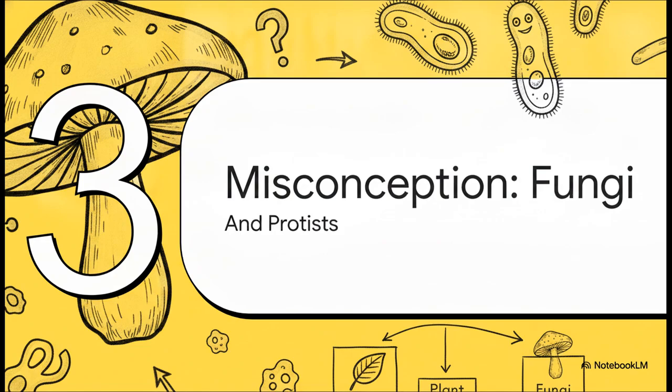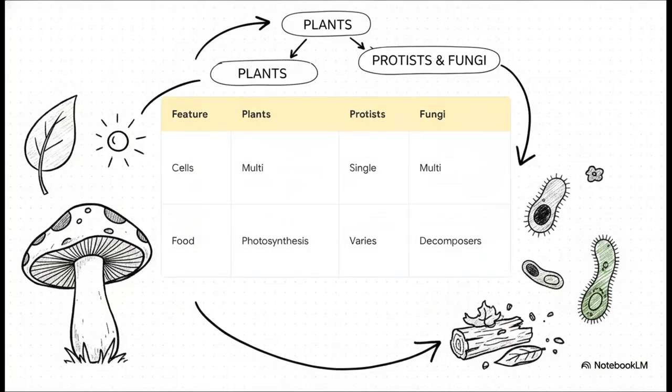Section 3, Misconception, Fungi and Protists. But hold on, before we just assume everything complex is a plant, let's clear up a massive 7th grade stumbling block. This is where a lot of young scientists accidentally take a wrong turn on their dichotomous key. You see, protists and fungi actually belong on a completely different branch of our decision tree. Why? Because they get their food completely differently than plants do.